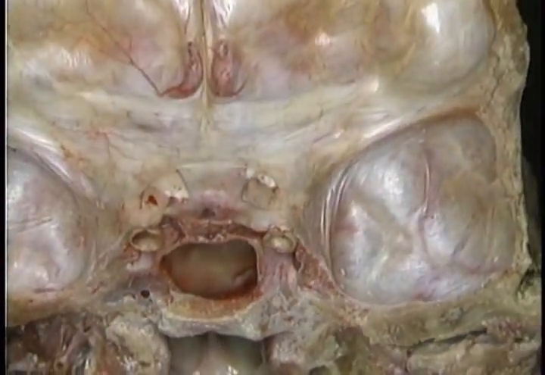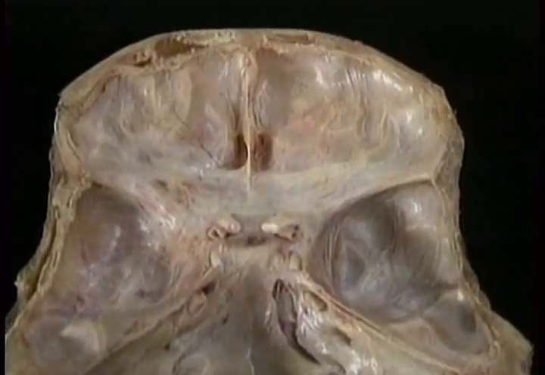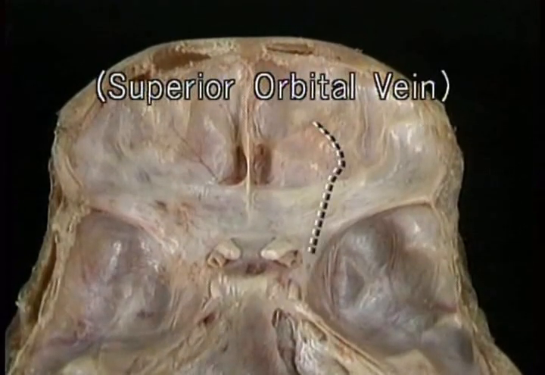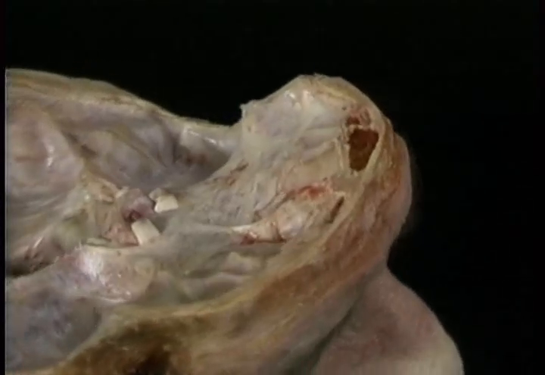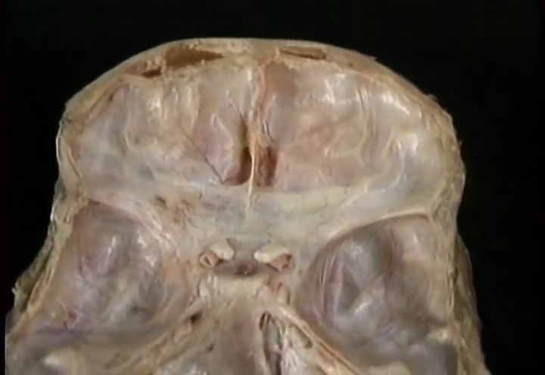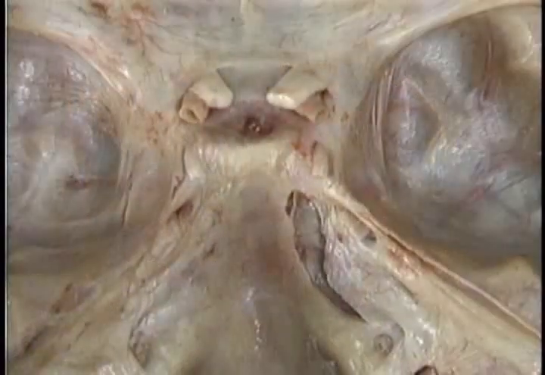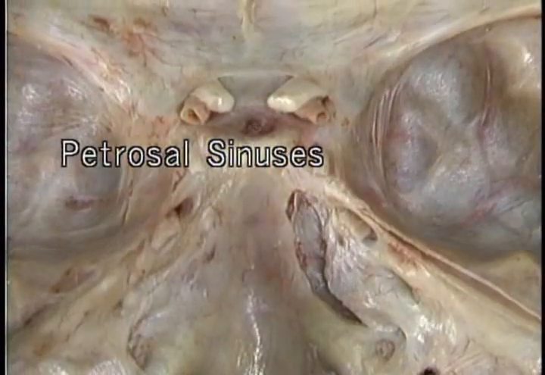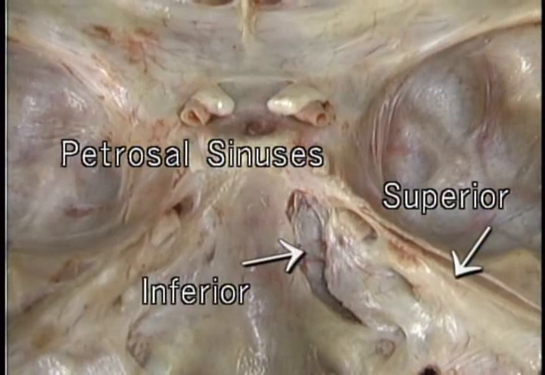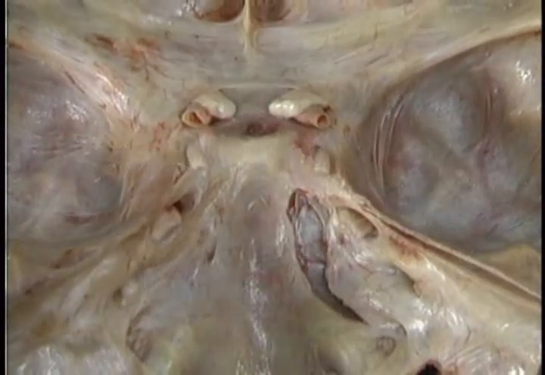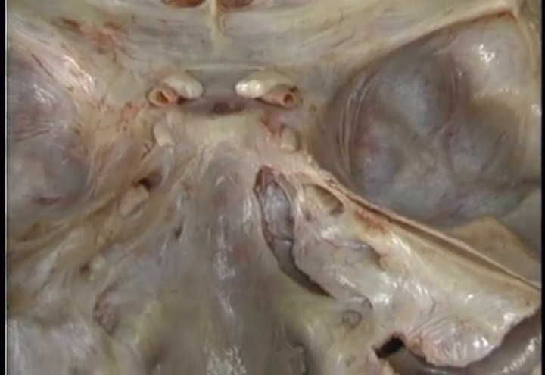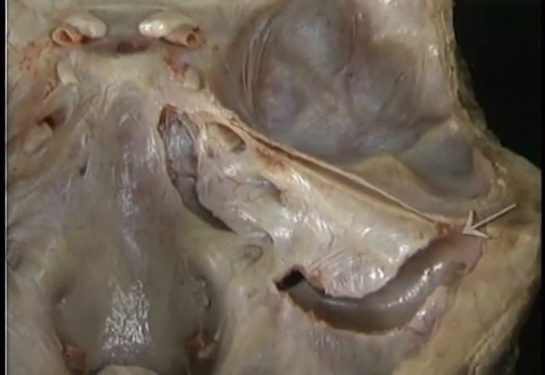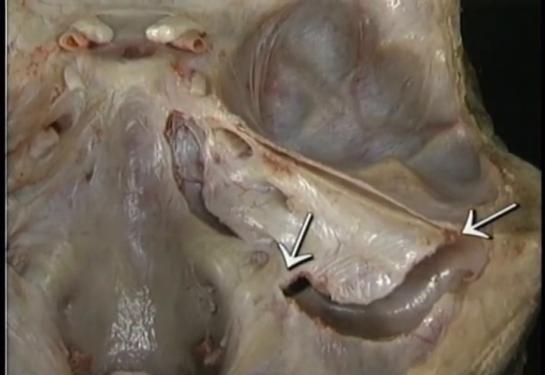The cavernous sinus receives blood from several sources, including the superior orbital vein, a major vein from the orbit that connects the cavernous sinus to veins in the upper part of the face. The cavernous sinus drains into the two petrosal sinuses, superior and inferior, which have been exposed on the right side. The petrosal sinuses also receive veins from the cerebellum. They empty into the sigmoid sinus, up here and under here.